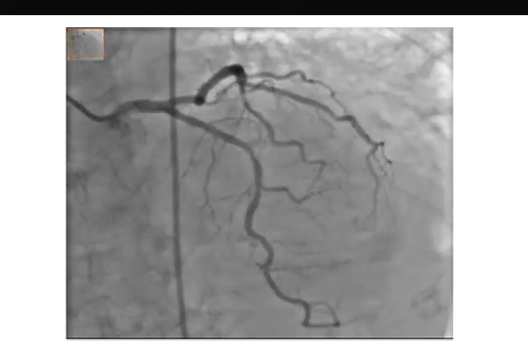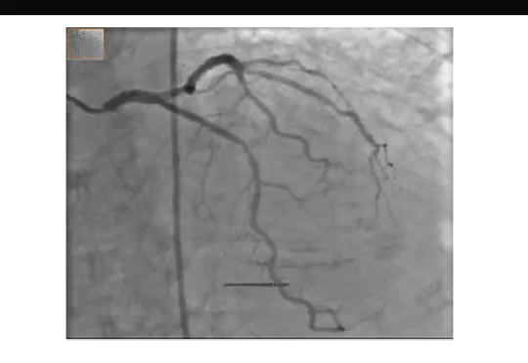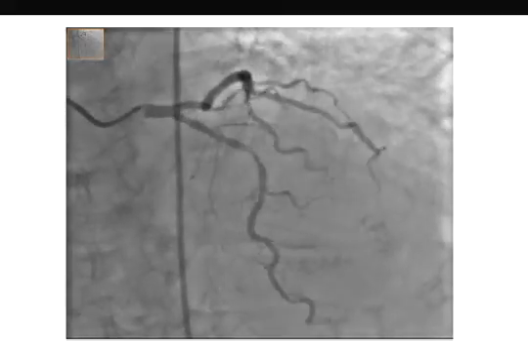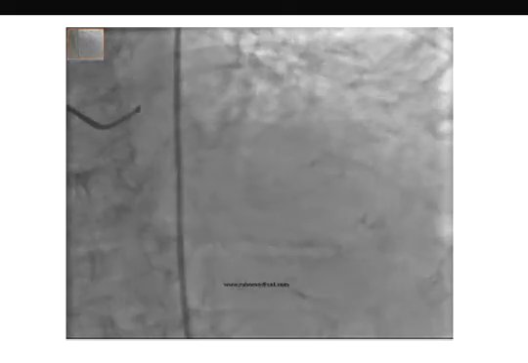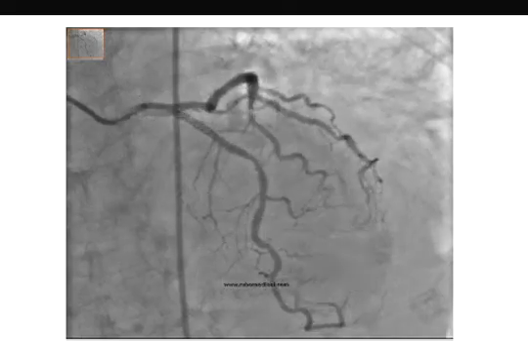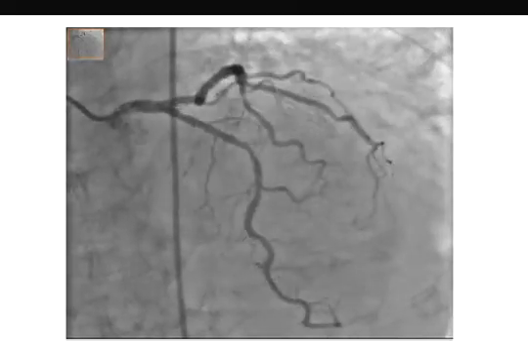On her arrival, her troponin was positive at 2.5, and EKG showed dramatic T-wave inversion in the anterior leads, but she had no ST segment changes. In this first angio, you can see the patient's left coronary angiogram in an LAO projection. No left main disease was seen at all.